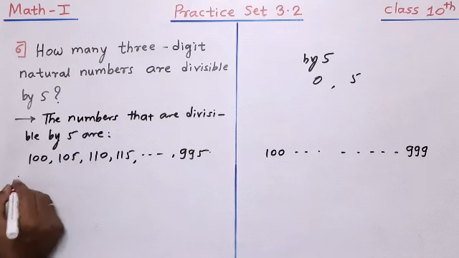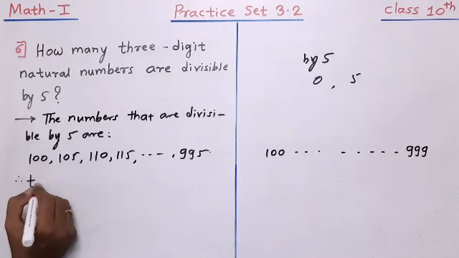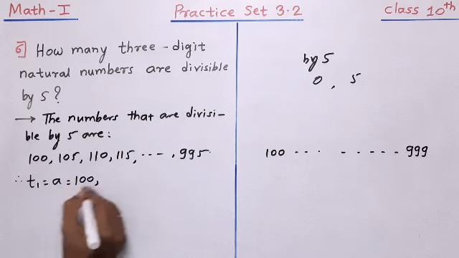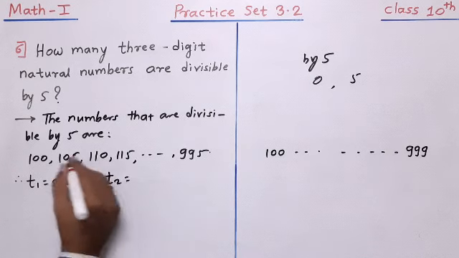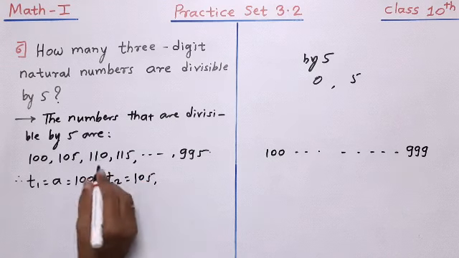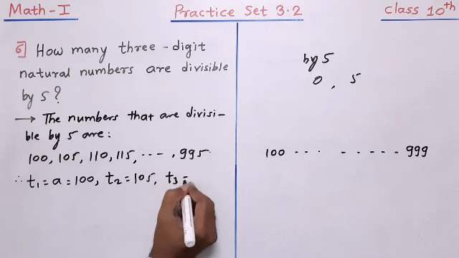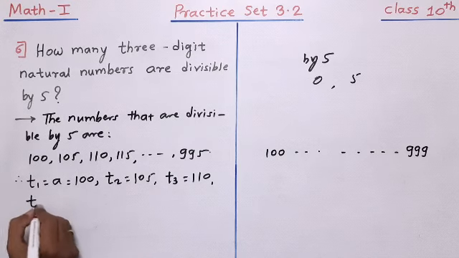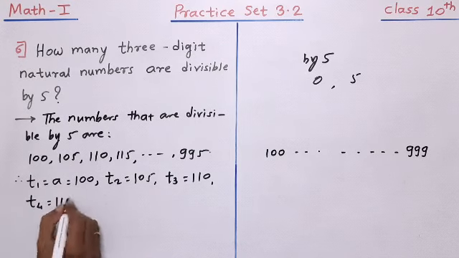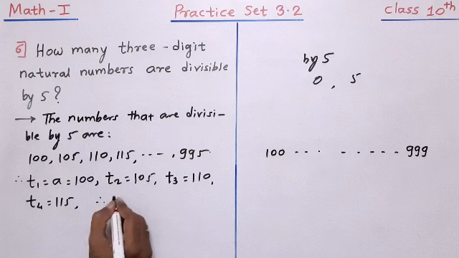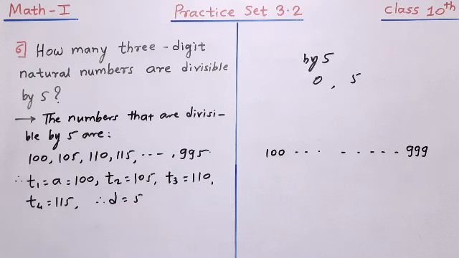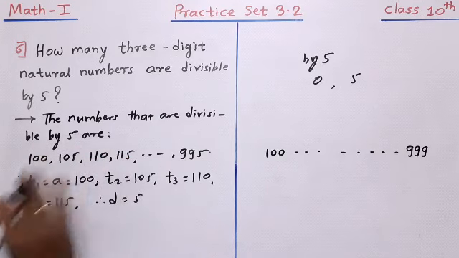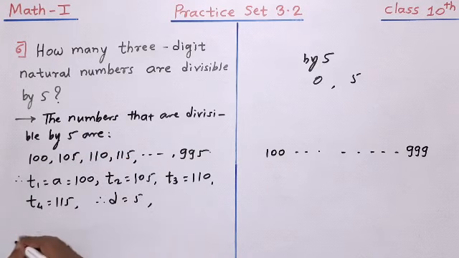And in this AP, you can write the first term T1, that is also called A, and it is 100. You can write the second term also here, 105. Third term T3 is equal to 110. Fourth term T4 is equal to 115. So directly you can write D is equal to 5. Common difference means the difference between two consecutive terms is 5. It can be clearly seen, so you can write it directly here.